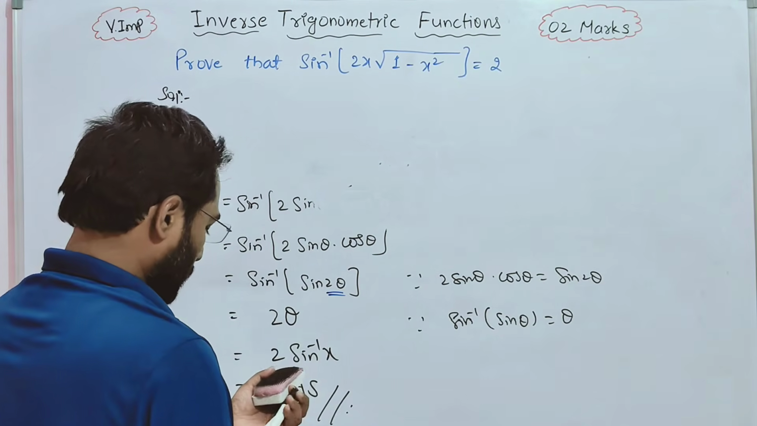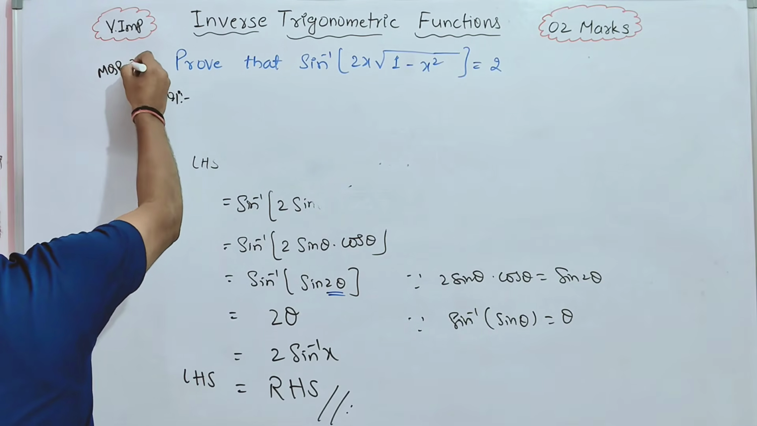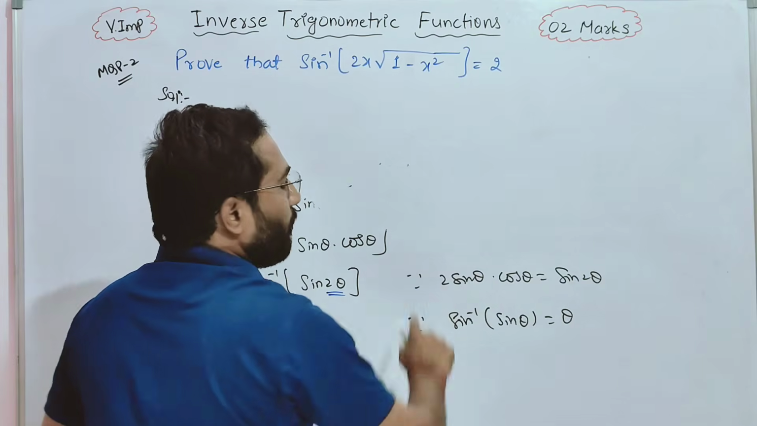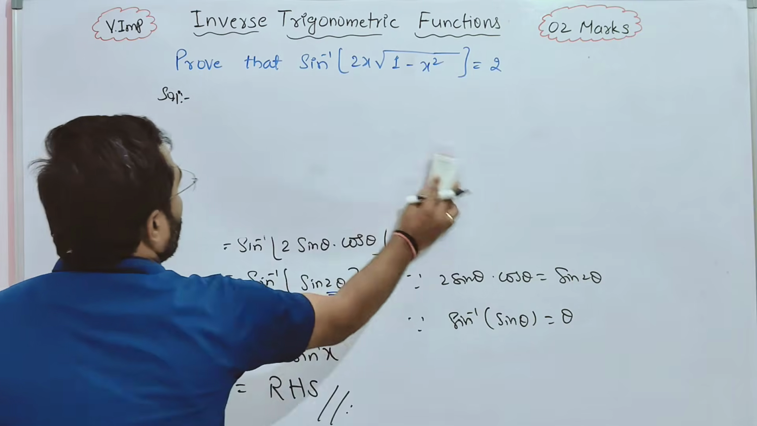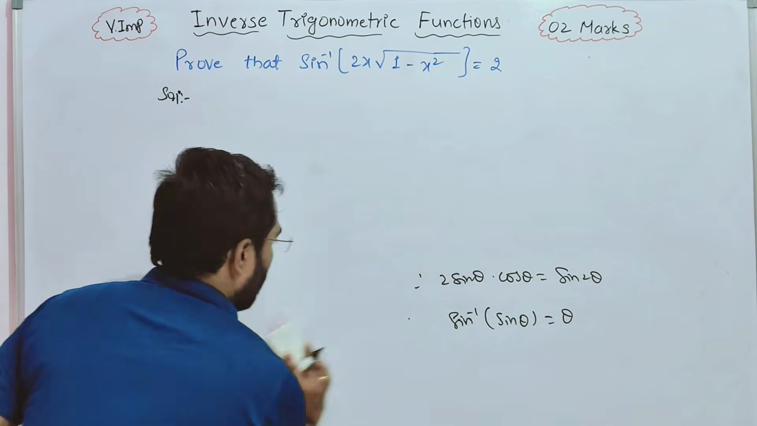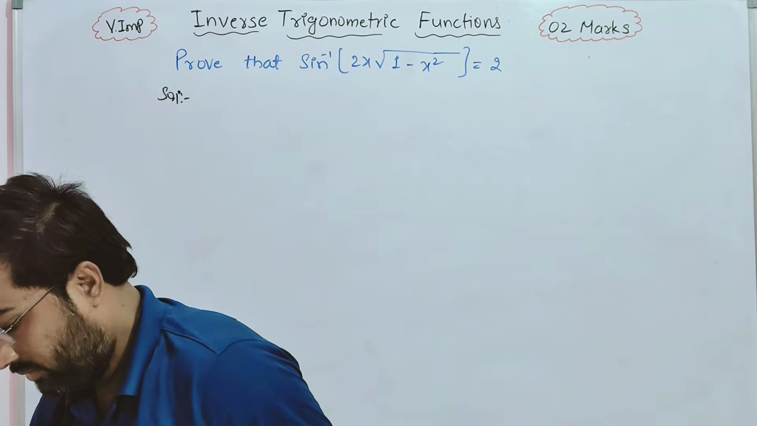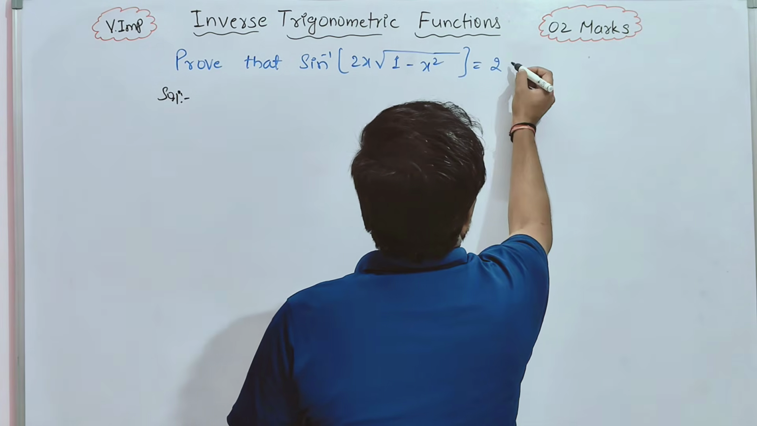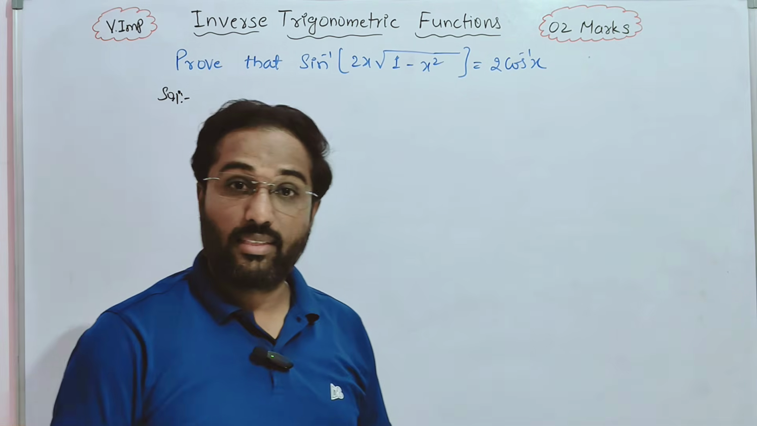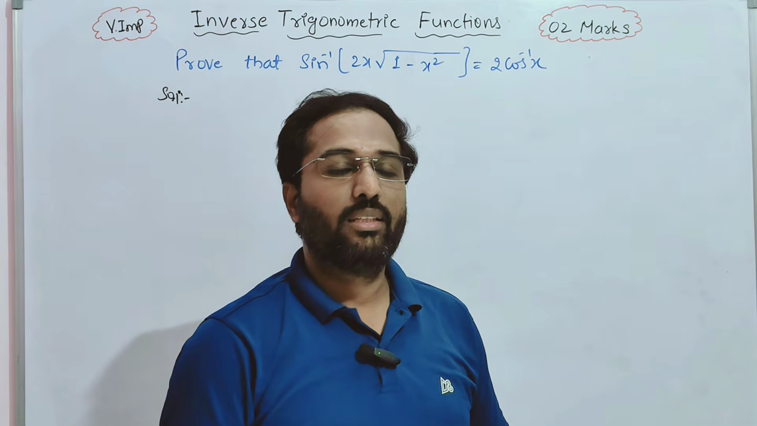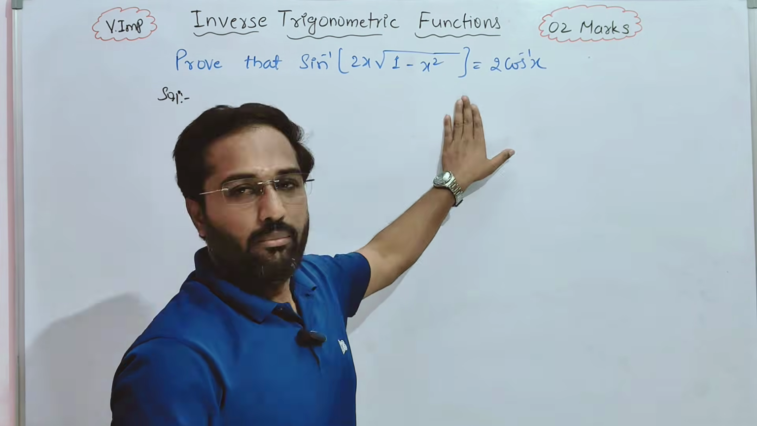And this question was asked in model question paper 2. Okay, my dear students. The question was: LHS remains the same and what we need to prove is equal to 2 cos inverse of x. Just everything is same, my dear students.